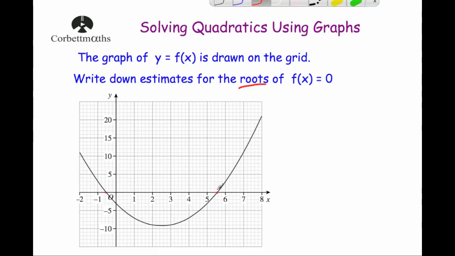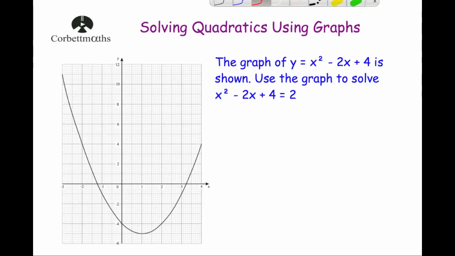So this one is x equals 5.6, or the other one, x equals minus 0.6. And that's it. So sometimes the questions may be worded slightly differently, but the technique's the same. Draw the graph, find where it crosses the x-axis, and that's if the equation equals 0 and the graph you've drawn is the same as the expression in the equation on the left-hand side, or the bit that's not equal to 0.